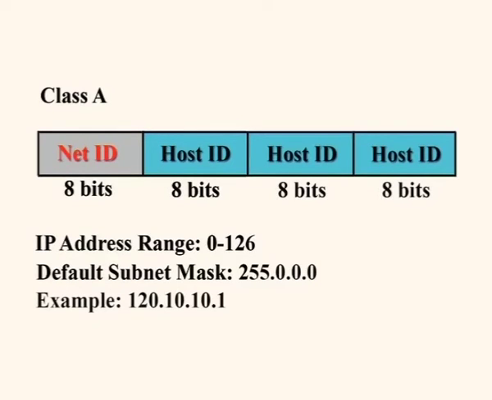The range of IP addresses from 127.0.0.1 to 127.255.255.255 is reserved for self-testing and loopback.